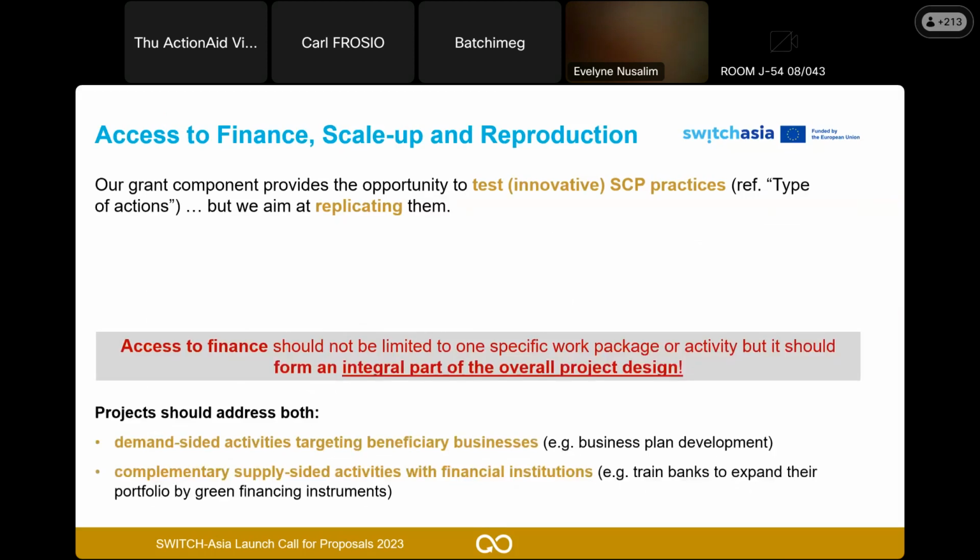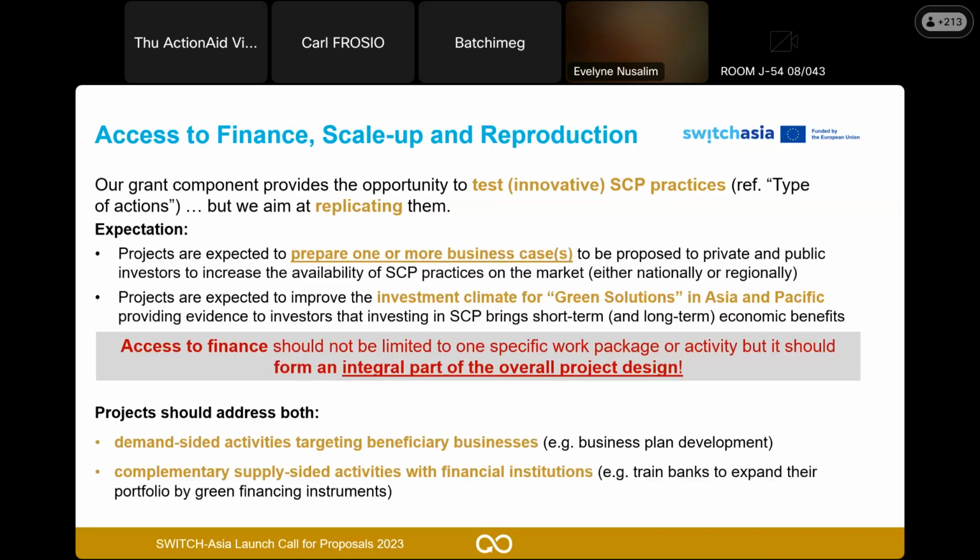Now, when it comes to access to financing and scaling up and reproduction, our grant component provides the opportunity to test innovative SCP practices. So it's all about innovation, and we're aiming to replicate them. The expectation that we have is that you can prepare one or more business cases to be proposed to private and public investors to increase the availability of SCP practices on the market, either nationally or regionally. Projects are expected to improve the investment climate for green solutions in Asia and Pacific, providing evidence to investors that investing in SCP brings short-term and long-term economic benefits. So it should not be limited to one specific work package or activity, but it should form an integral part of the overall project design. And they should address both demand-sided activities targeting beneficiary businesses and complementary supply-sided activities with financial institutions.